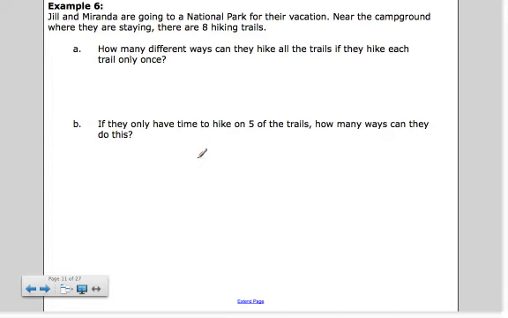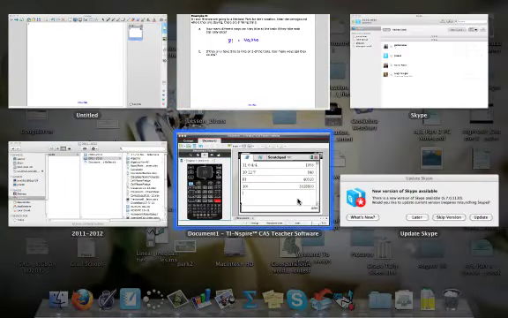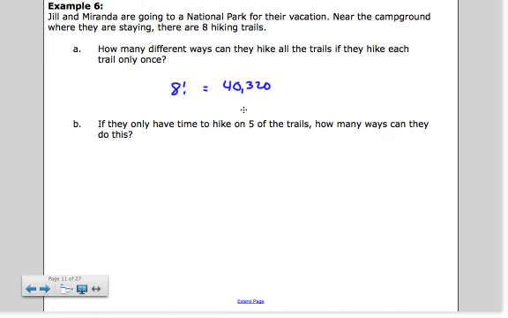Okay, Jill and Miranda are going to a national park for their vacation. Near the campground where they're staying, there are 8 hiking trails. How many different ways can they hike all the trails if they hike the trails only once? Well, that would be 8 factorial, because they can go on 8 different hiking trails, and they're going to hike each one once. So the first one they would have 8, and then 7 choices, 6 choices, 5 choices, etc. And we've already done this one. This one's 40,320. So there we go. They've got this many different ways they can walk the trails.